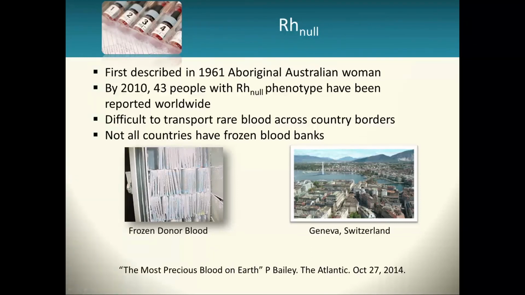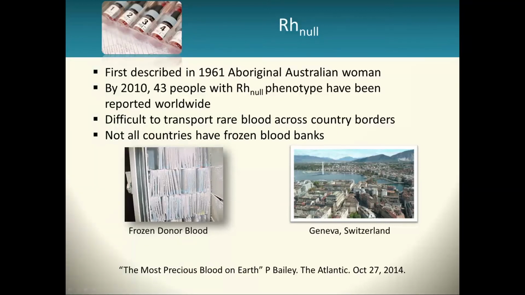In the fall of 2014, a fascinating article appeared in The Atlantic, describing a blood donor with Rh null phenotype named Thomas, who lives in Geneva, Switzerland. In Europe, although blood may be stored in a frozen state in countries such as France and the Netherlands, not every country has the capacity to store frozen blood in their blood banks. And it is extremely difficult, if not impossible, to transport blood internationally in a timely manner for a bleeding patient.